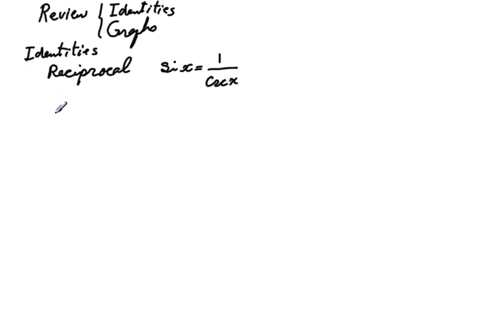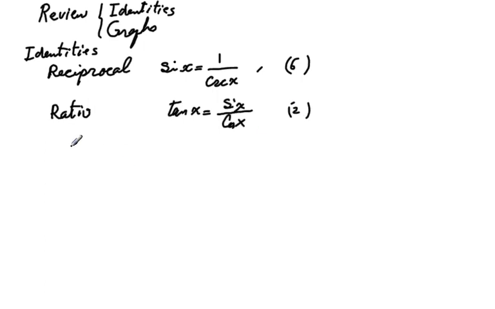Then we had the ratio identities. Ratio identities tell us some functions are ratios of some other functions. Most famous of these are just 2 of them. Tangent of x was the ratio of 2 functions. What were they? Sine of x over cosine of x. So 6 total here. At least 2 we had here.